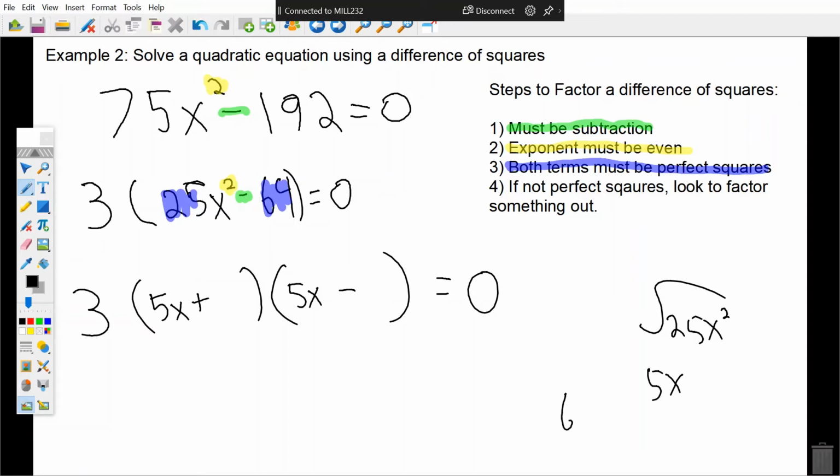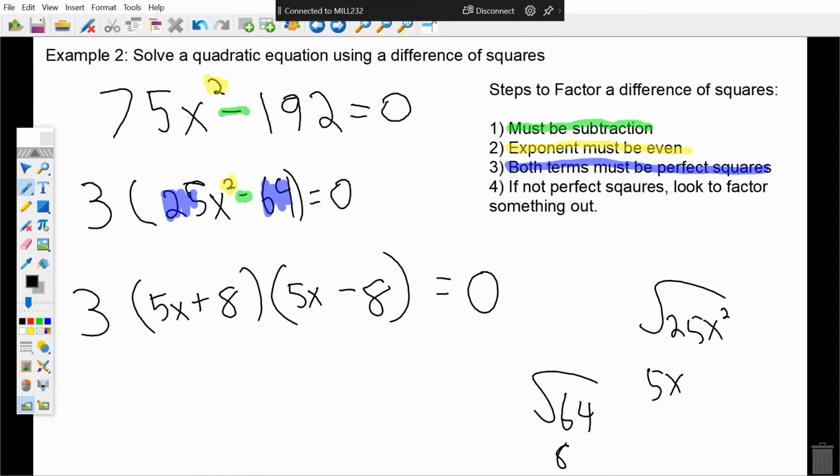The square root of 64 is 8. So we're going to have 8 here and 8 here. And now we've factored this binomial using a difference of squares. And if you were to multiply these 2 binomials together, you would end up back with 25x squared minus 64.